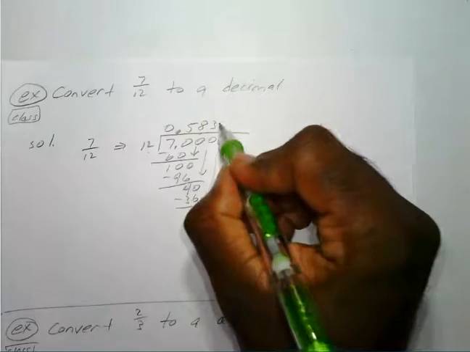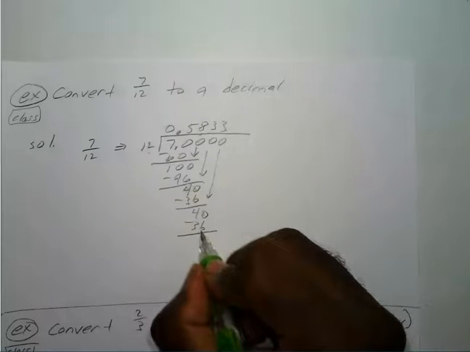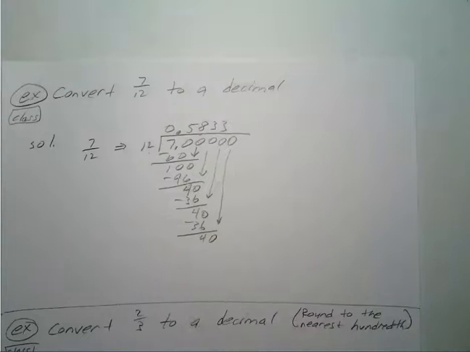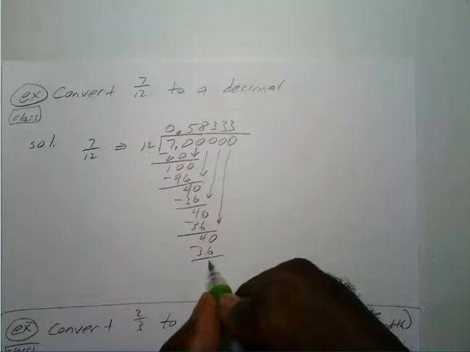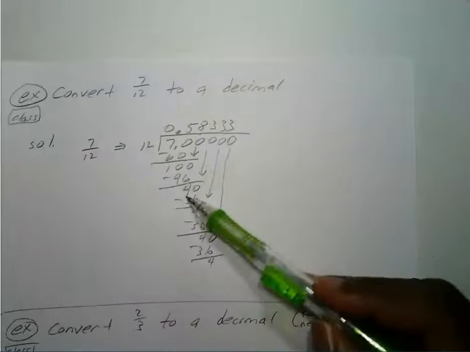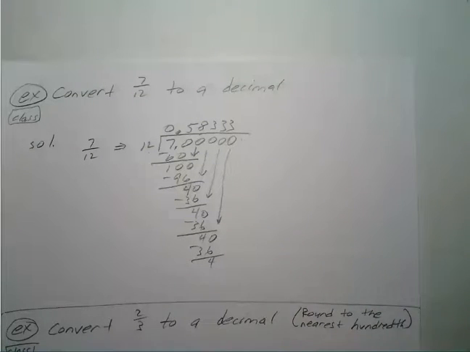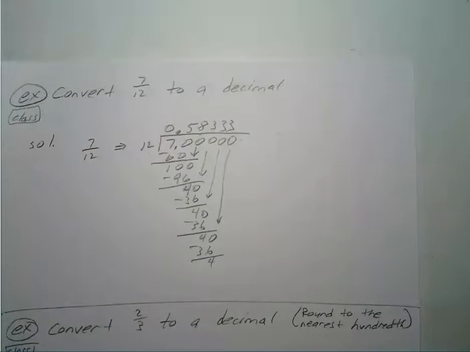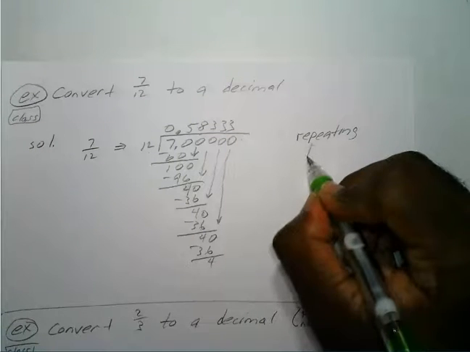12 goes into 40 3 times. 12 times 3 is 36. 40 minus 36 is 4. We add another 0 and bring it down. And hopefully you're starting to see a pattern. 12 goes into 40 3 times. 12 times 3 is 36. And we see here, no matter how many zeros we add, at this point we're always getting a remainder of 4. It's just going to keep repeating over and over, and we'll constantly have a bunch of 3s after this. This is what you call a repeating decimal.